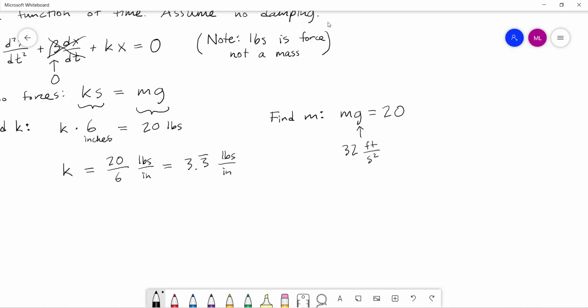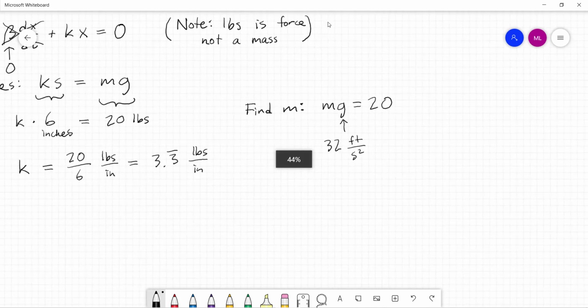And I think that's the value that they'll use in the book. I think they just rounded it to the nearest. It's closer to like 32.2. Let me just check and see what they use. Yeah, they use 32 feet per second squared as opposed to a higher, more accurate number.